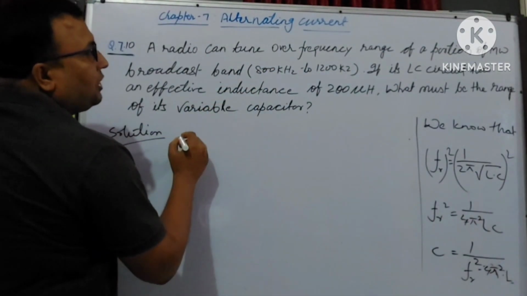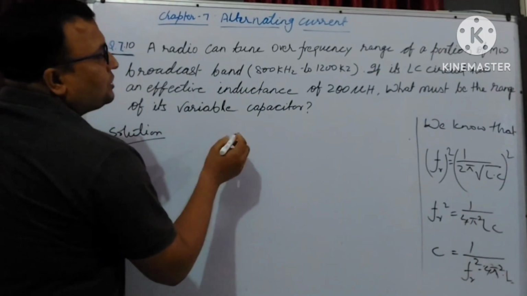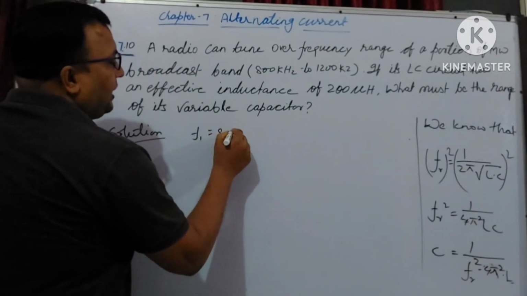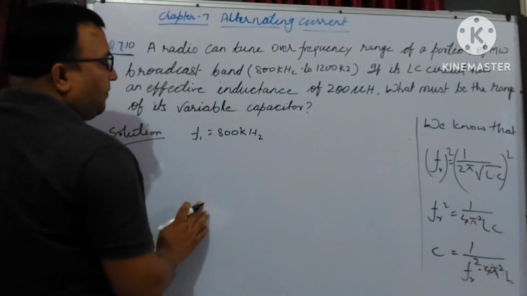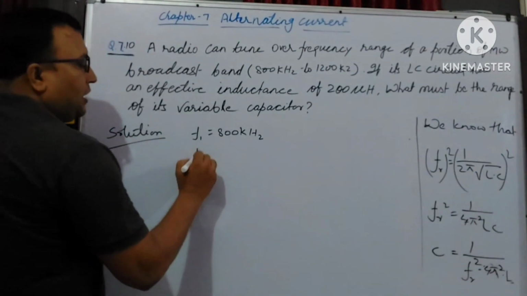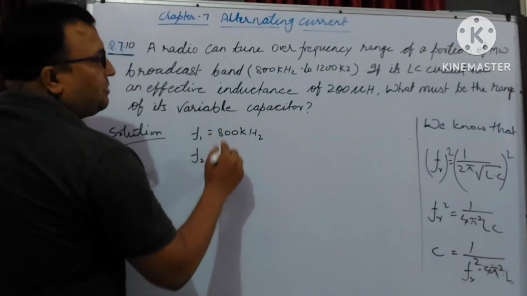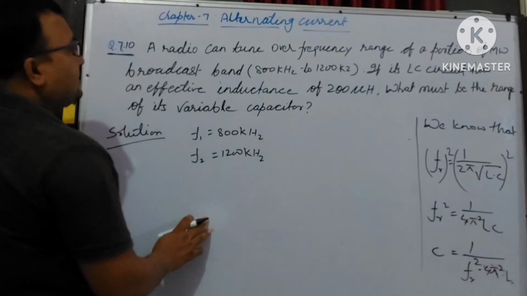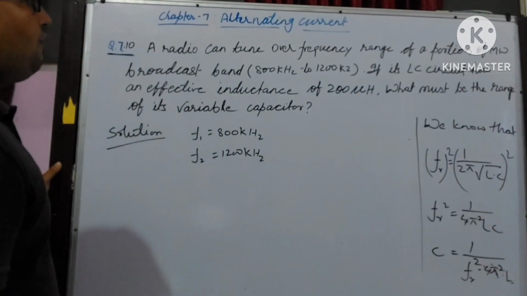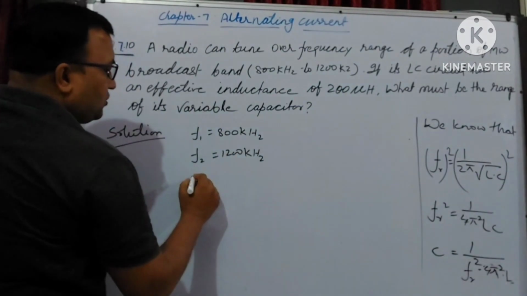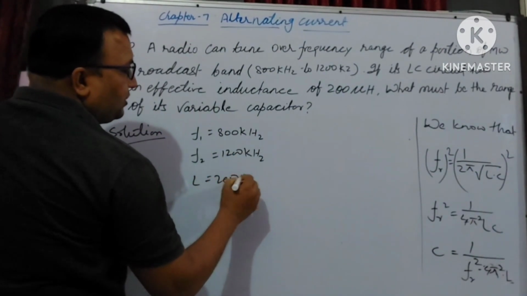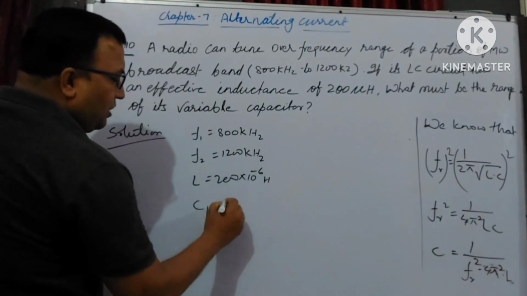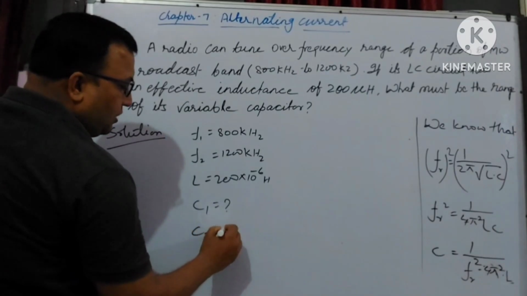First we have to note down the information given in the question. The question gives F1, the first frequency, as 800 kilohertz. F2, the second frequency, is mentioned as 1200 kilohertz. Very nice. And the inductance is 200 microhenry, so L equals 200 into 10 to the power minus 6 henry. We are asked C1 equals what, and C2 equals what.